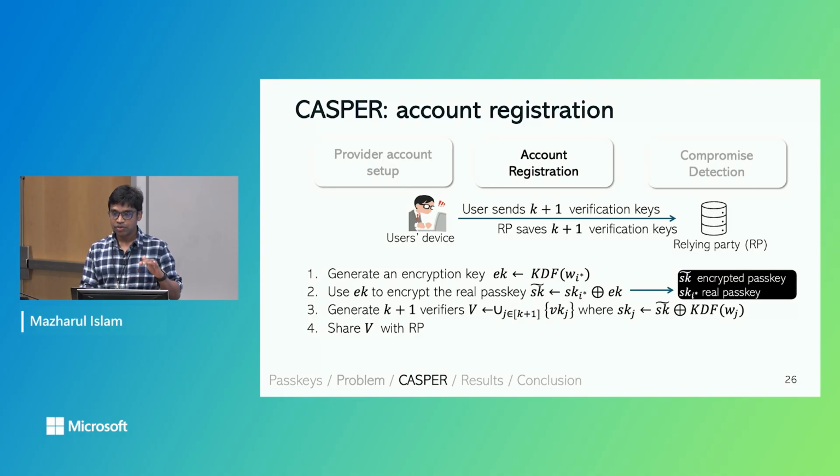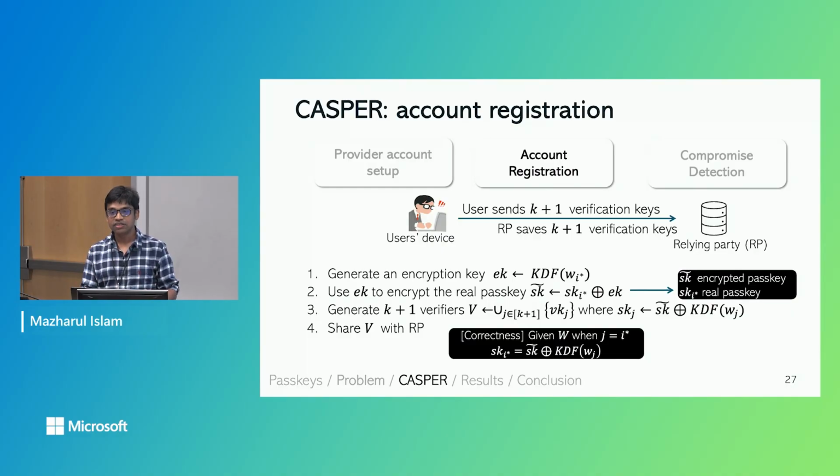There are some more underlying tricks that we also have to apply for this protocol to work, but you can refer to the paper for that. But this is the main thing that you need to remember about CASPER. And the correctness of the protocol comes from that for the user from whom we can extract the real detection secret, I-star, we can get the real passkey, and during the login phase, we can use the real passkey to complete the challenge from the relying party.